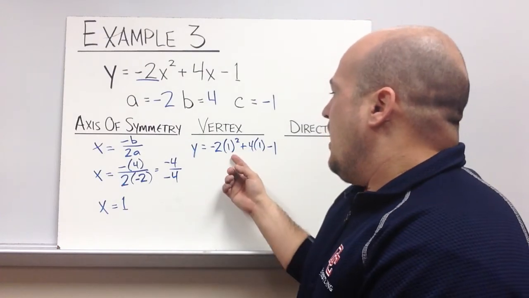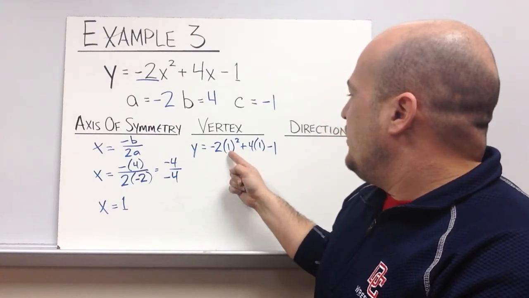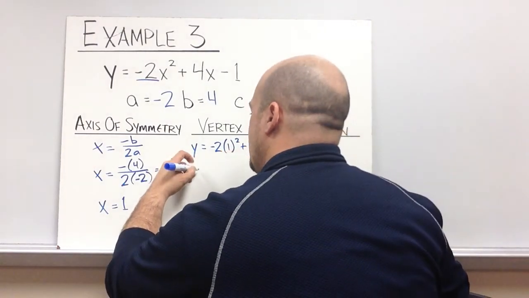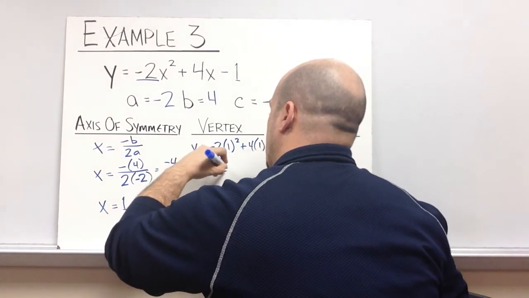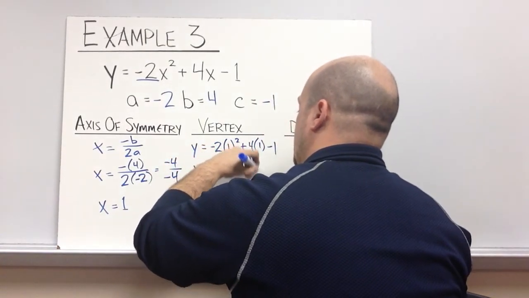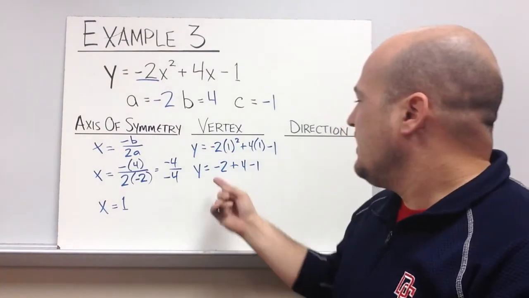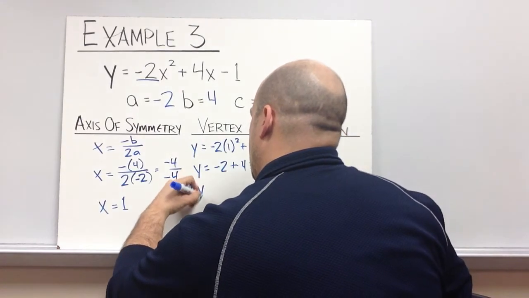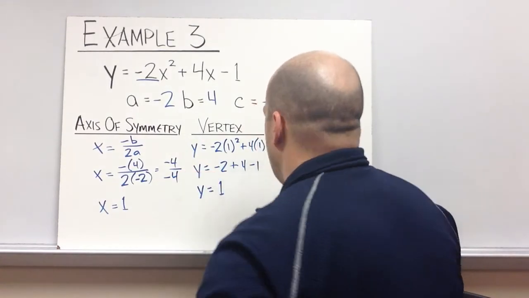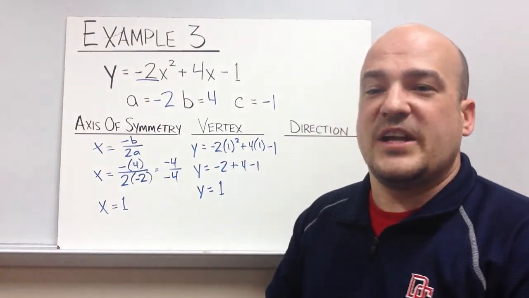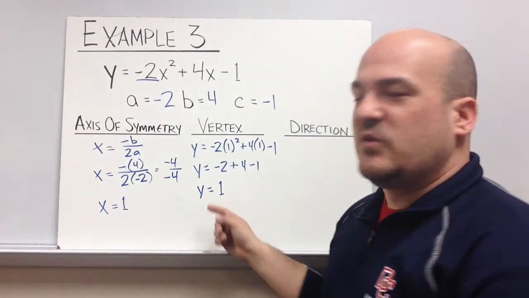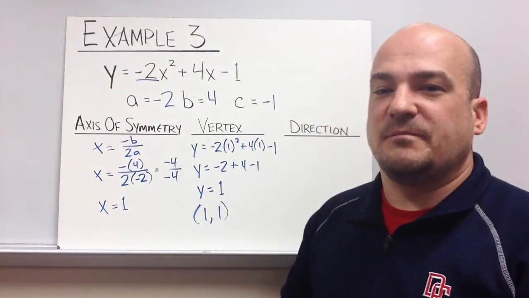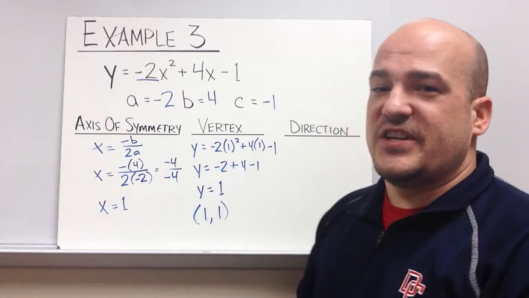Everything will work out fine. Okay? I'm going to kind of do it by hand a little bit here. I do 1 squared. 1 times 1 is 1. And then 1 times negative 2 is negative 2. Plus 4 minus 1. All right, so when I combine all those things, negative 2 plus 4 minus 1, I get 1. Y equals 1. So x equals 1 and y equals 1, so my vertex is 1, 1.